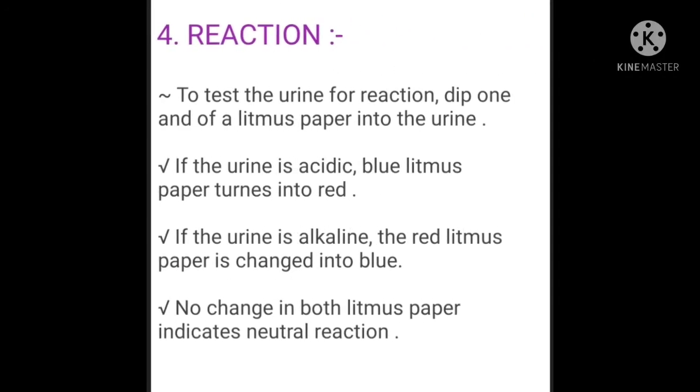Next, reaction. To test the urine for reaction, dip one end of a litmus paper into the urine. If the urine is acidic, blue litmus paper turns red. If the urine is alkaline, red litmus paper changes into blue. No change in both litmus papers indicates a neutral reaction.